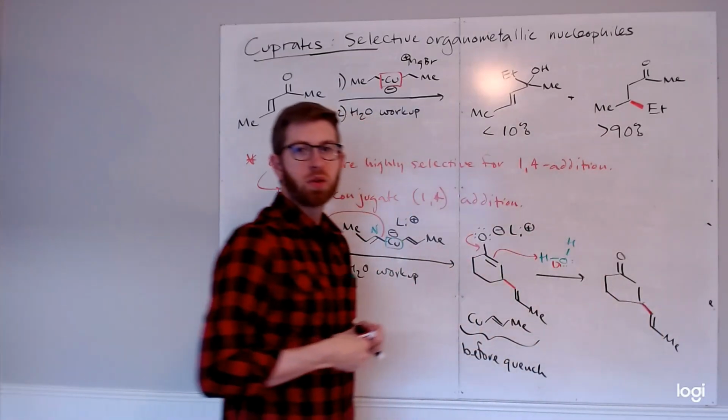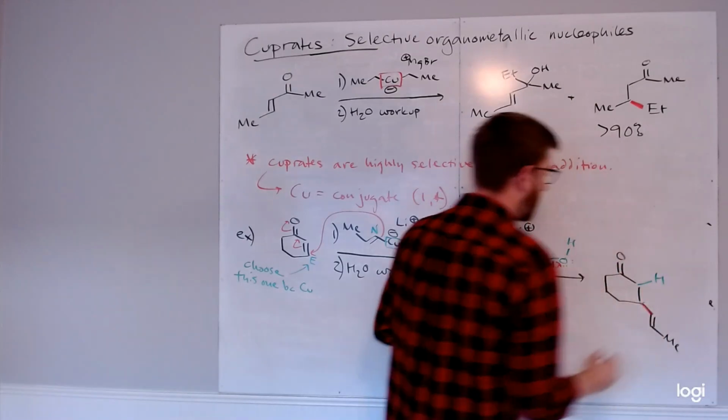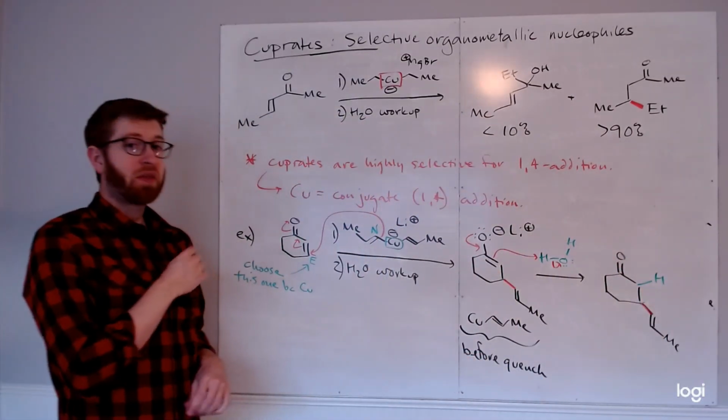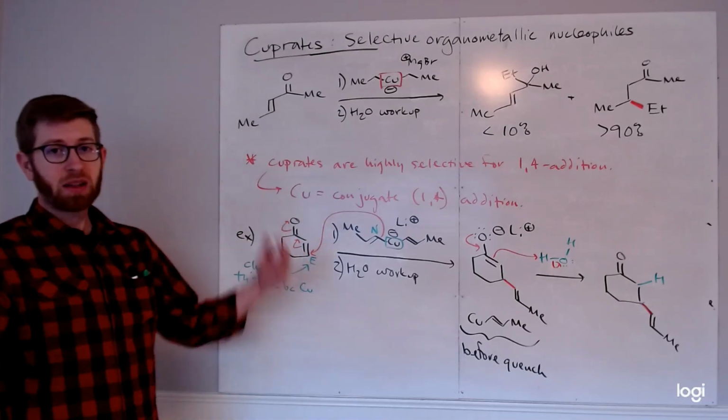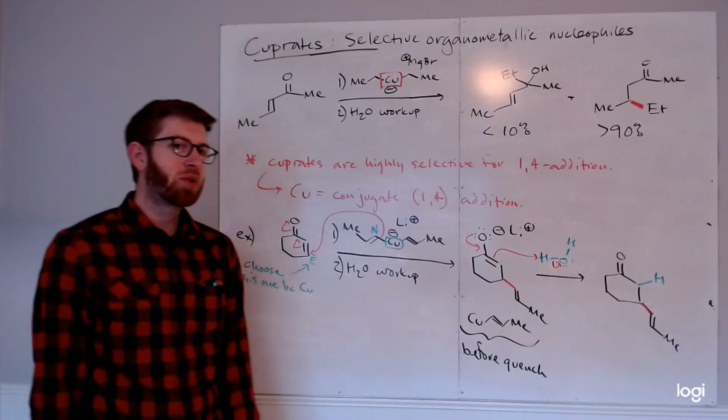There's the new CC bond. It's just a spectator for the workup, and then there's my new CH bond there. So the workup is important. We can't skip that. Otherwise, we just have an enolate that's staring back at us, and that enolate could do other things, for instance. So the organocopper, I told you these weren't very nucleophilic.